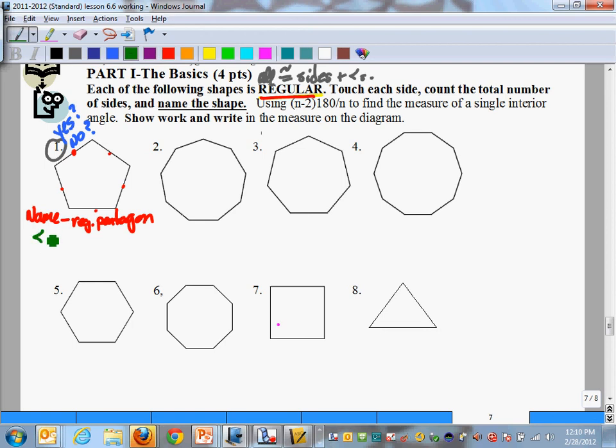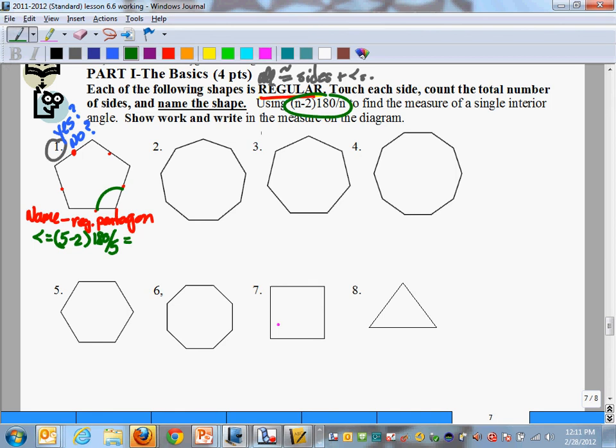Step 2 is I want you to find a single angle measure, and the way you're going to do that is using this equation. So we're going to go 5 minus 2 times 180 over 5. Do the math, find one angle. 5 minus 2 times 180 divided by 5. Go. In your calculators, go.